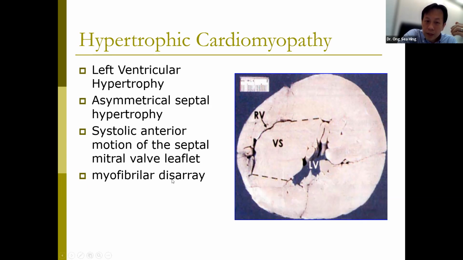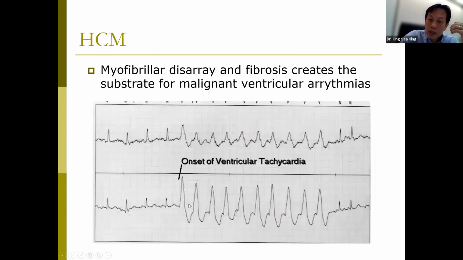In the myocardium, there is myofibrillar disarray and fibrosis, and this disarray of the myocardial muscle, as well as fibrosis, creates a substrate for malignant ventricular arrhythmias, and the patient can go into VF. Generally speaking, if the septum thickness is very thick, usually for me, I use 3 centimeters as cutoff. That's the time when you have to think about putting in an implanted defibrillator in the patient to prevent sudden cardiac death. Okay.